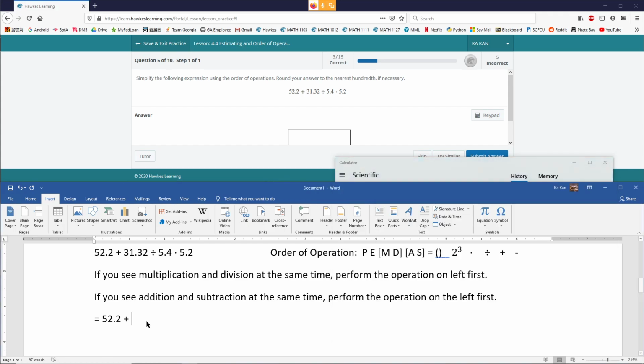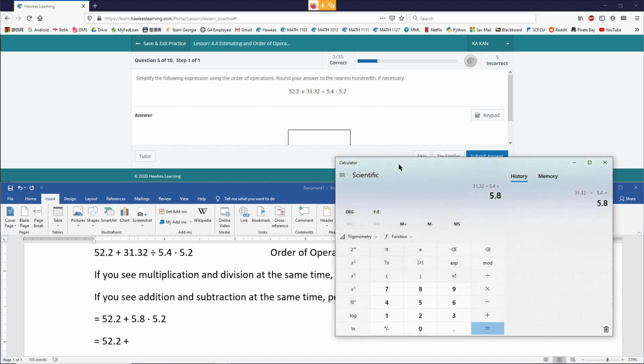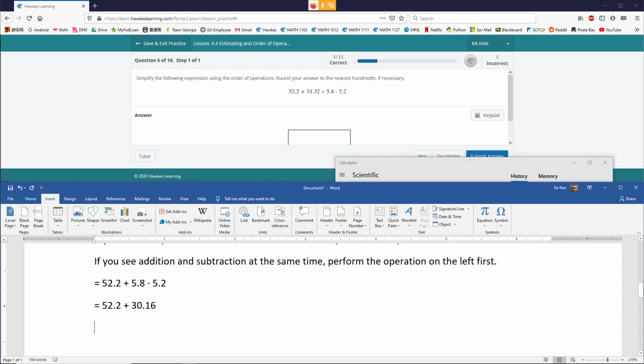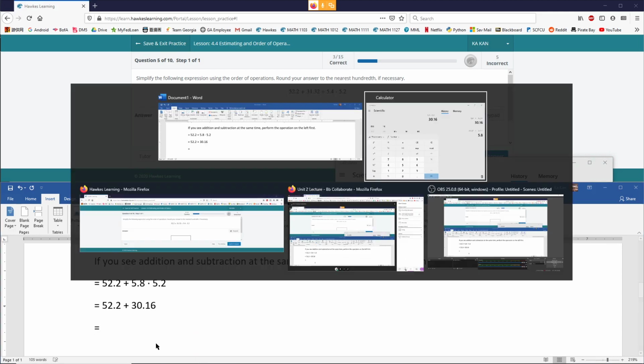That's 5.8. Okay, 5.8. So I just type it in. Then I keep the multiplication, so times 5.2. See that? The only thing I'm doing first is 31.32 divided by 5.4. Now, the next thing would be multiplication. So that'll be 52.2, add 5.8 times 5.2, and that's 30.16. Very nice.